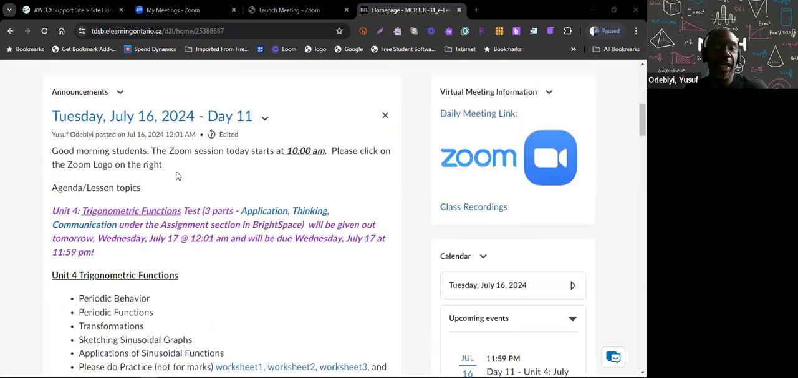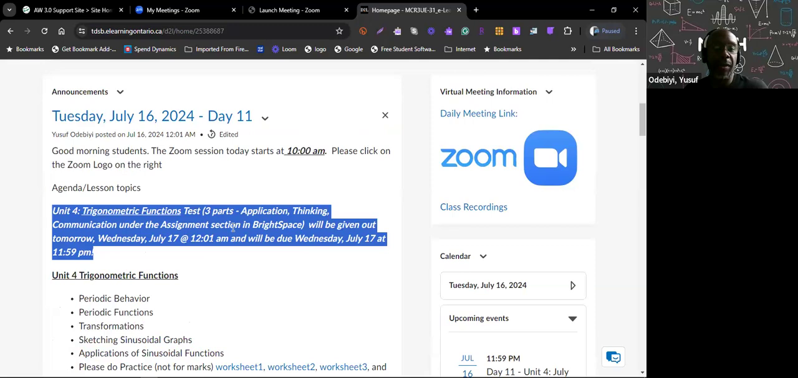Okay, so today is Tuesday, July 16th. This is what's happening today. Your Unit 4 test, highlighted there. 3 parts. The hot links are going to be there. It is tomorrow, July 17th, but it's also at 12:01 a.m. That means at night, that means 11:59. If you wait 2 more minutes today, then it'll be open.